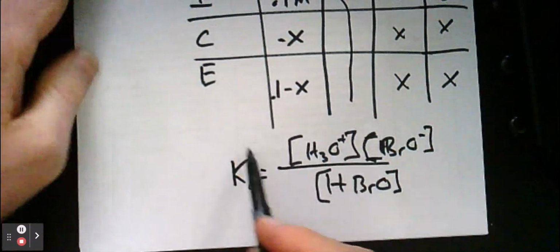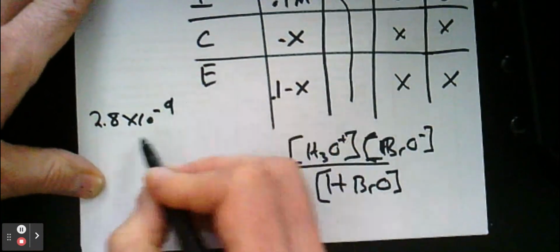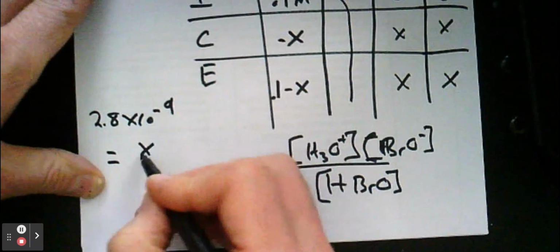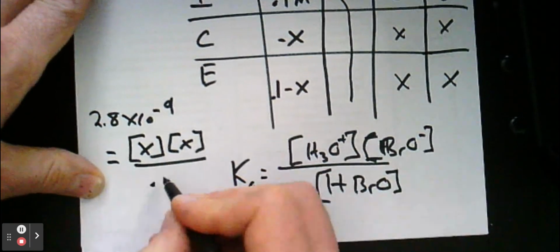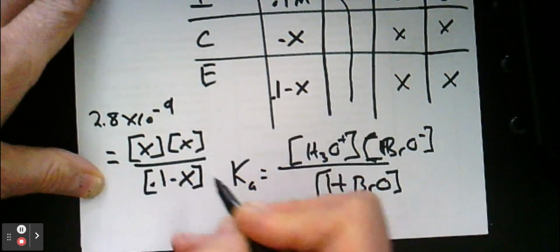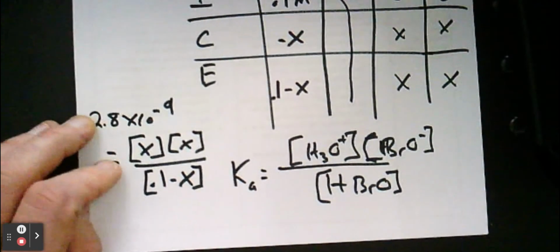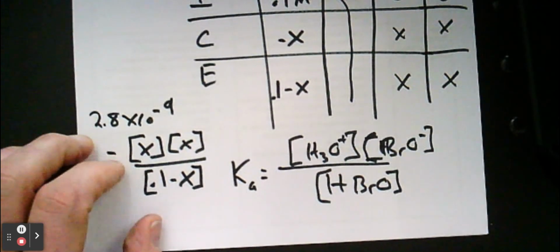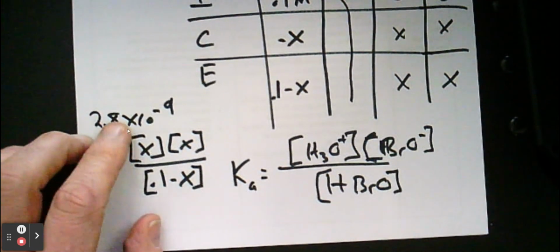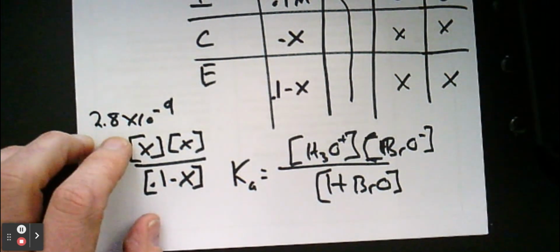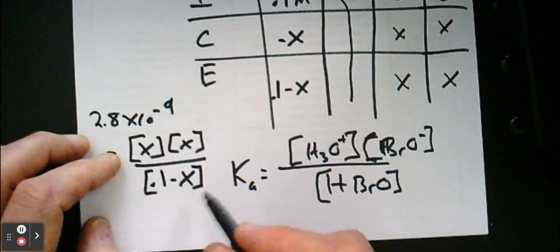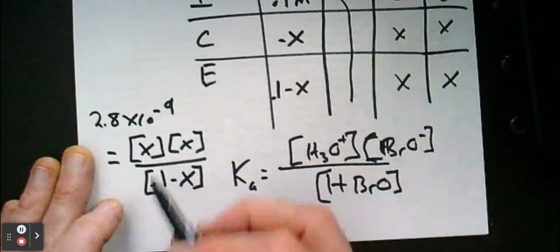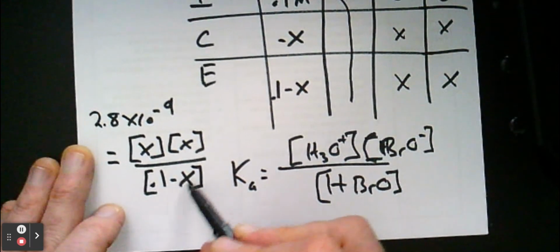Okay? So I'm going to substitute these values into that. So I'm going to get 2.8 times 10 to the negative ninth equals X times X over 0.1 minus X. Okay? Now, since this K value up here is really, really small, very little is going to dissociate. So right now what I can do is get rid of this X because it's so small, I can neglect the X.